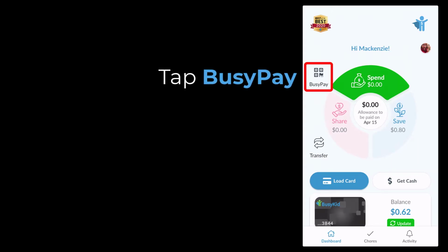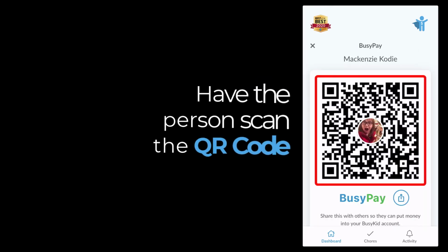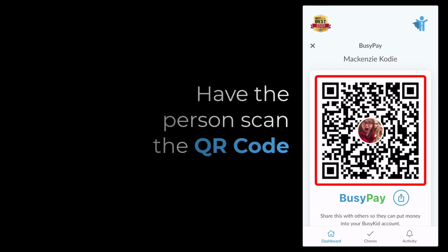Let's take a look at how this feature works. First, from the child's dashboard, tap BusyPay. The child's dashboard displays a unique QR code. From there, anyone can scan the QR code if they're with you.